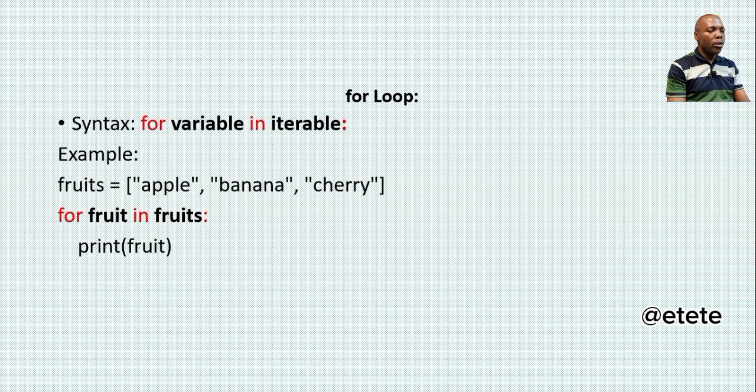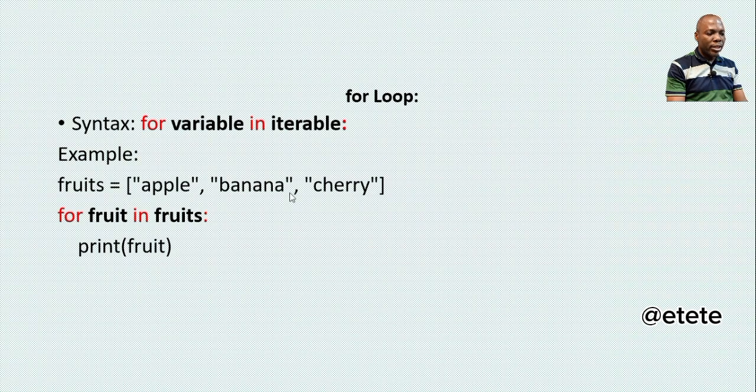Now the next loop is the for loop. Syntax is for variable in iterable. You use a for loop when you know the quantity that is in that iterable. So for example, here we have apple, banana, cherry inside this list. So we know 3 times. So the for loop is just going to iterate 3 times. So this is the condition, for fruit in fruit, meaning you create a variable that is going to hold whatever it is that you pull out from this list.